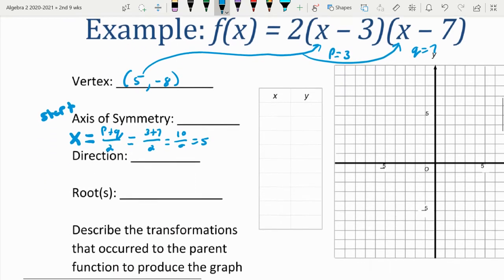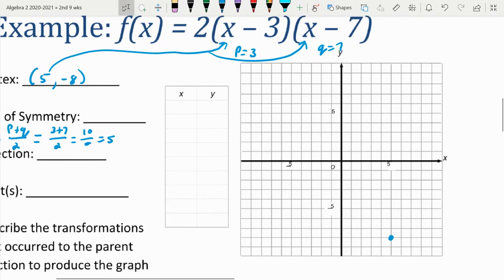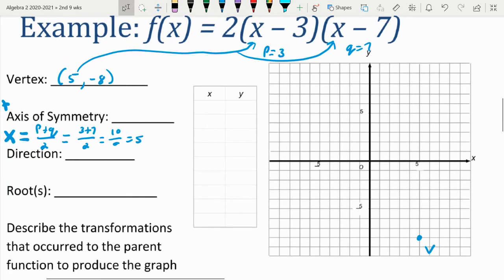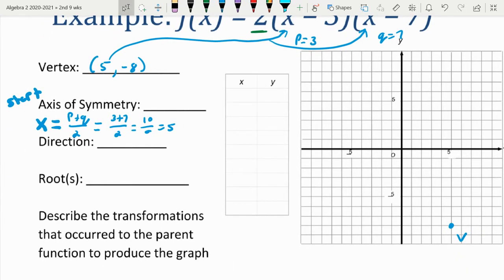And of course, I'll graph it here. So 5, down 8: 6, 7, 8, right about there. That is my vertex. And since my a value right here is positive, it's going to open upward. So I already know the direction my parabola is going to go. Positive 2, positive opens up.